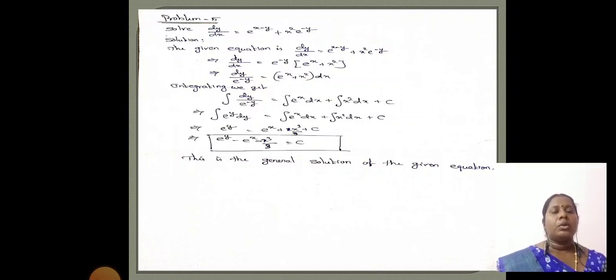So today we have studied the variable separable method: how to solve the differential equation by using variable separable method. Basically, there are two steps. First, we have to separate the terms containing x and dx on one side and y and dy on another side. Then we integrate on both sides, and we get the solution.